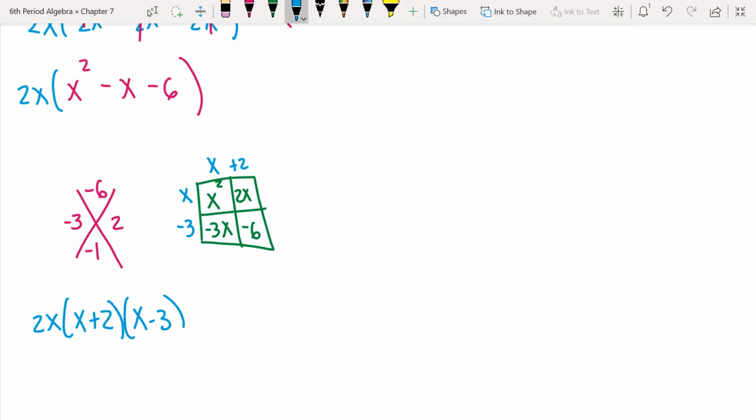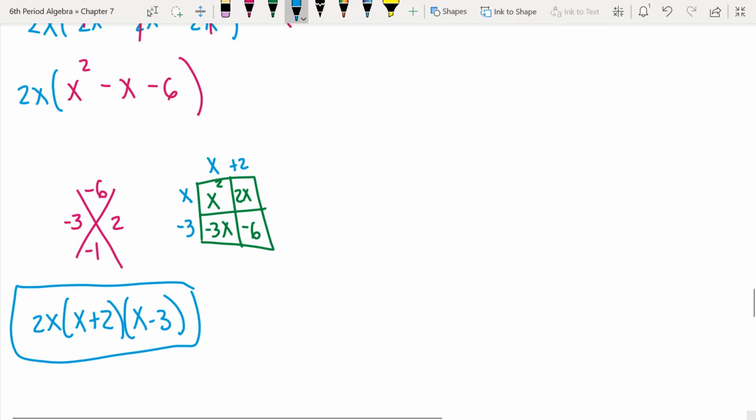(x minus 3). Now, I did forget to mention earlier that if you had some factors switched around, meaning you'd have x minus 3 and then x plus 2, that's actually the exact same answer, because multiplication is commutative, meaning I can multiply in whatever order I want and I'd get the same answer.